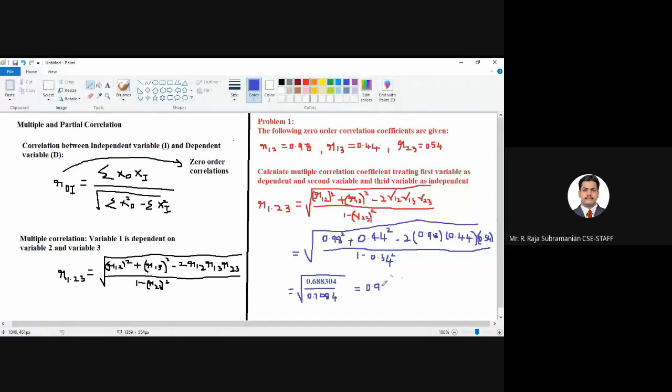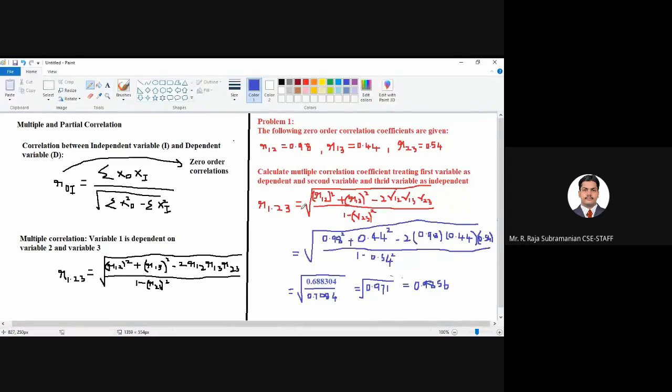Will it be possible to do this in 1.5 minutes or 2 minutes? One more, square root of 0.9712, maybe 0.98. 0.9856. Great. Yes. So good. Right now, this is actually the correlation of 1 with respect to 2 and 3.